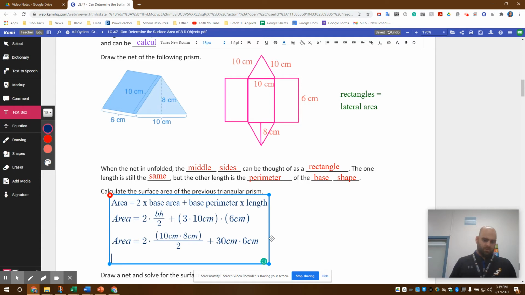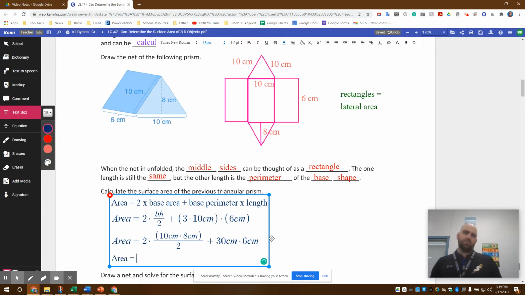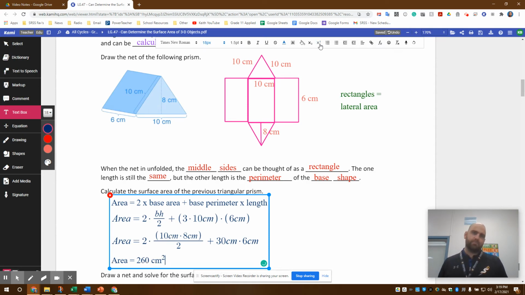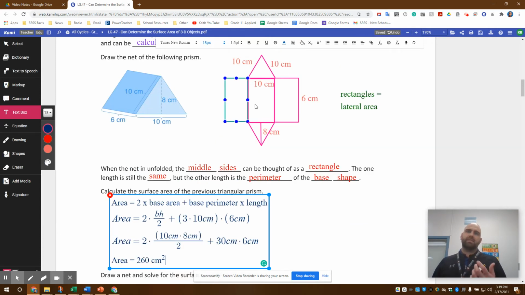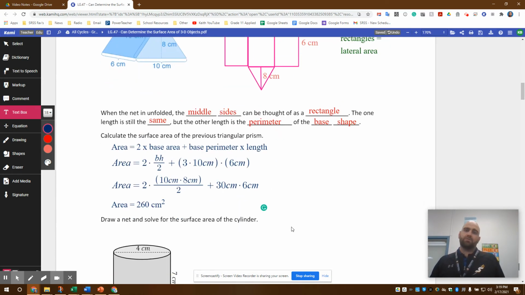And we're going to get that the area is equal to, now I'm going to use my calculator for this, 260 centimeters squared. So let's put it all together. Now again, we could find this is 60, 60, 60, and then each of our triangles is going to be 40. Okay, so 40 plus 40 plus 60 plus 60 plus 60 is going to give us 260 centimeters squared. But again, we can use this formula here to try to make it maybe a little bit simpler.